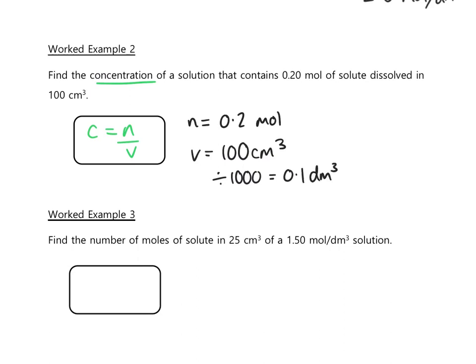1 centimetre cubed is actually equal to a milliliter, so it's the same conversion here. There would be 1,000 millilitres in a litre, so there's 1,000 centimetres cubed in a decimeter cubed. Now I'm ready to put it into my equation. C is now 0.2 moles over 0.1 decimeter cubed, and that comes out as exactly 2. And your units are moles per decimeter cubed.